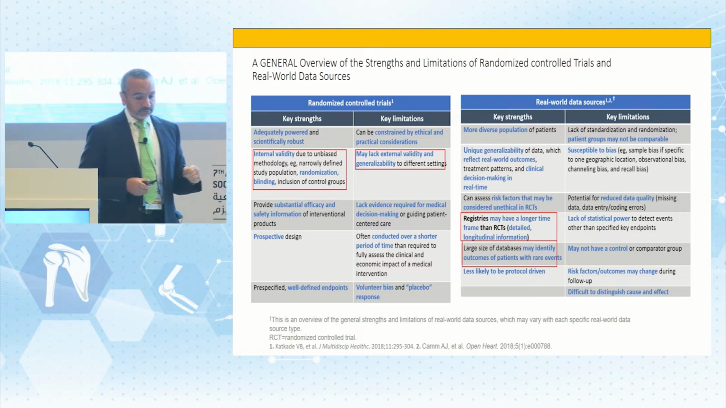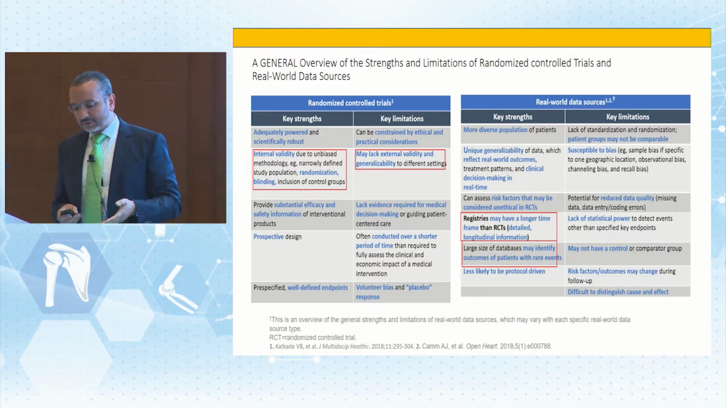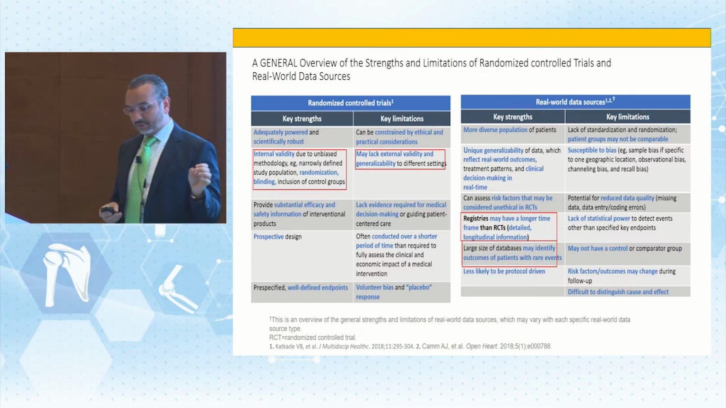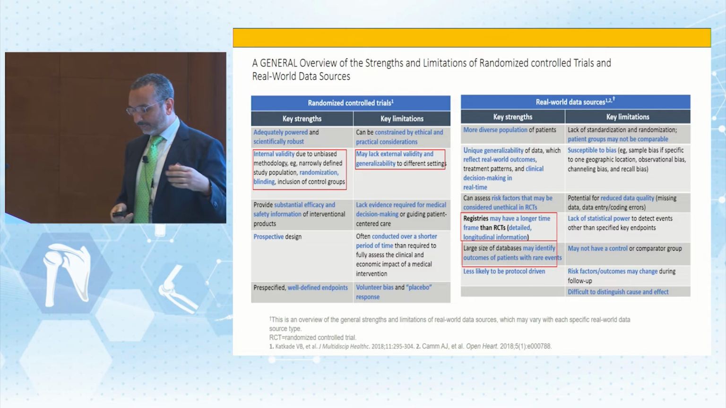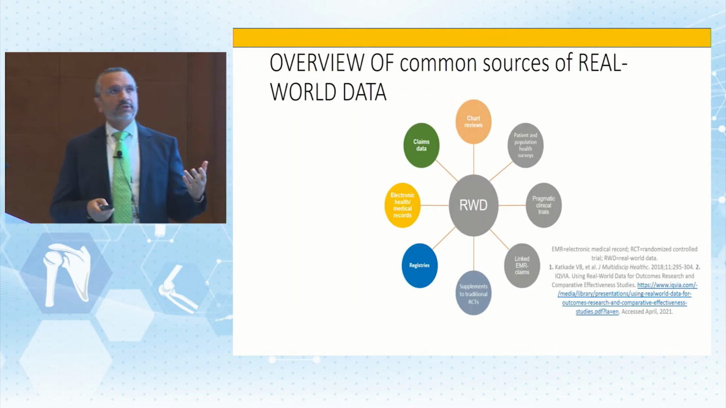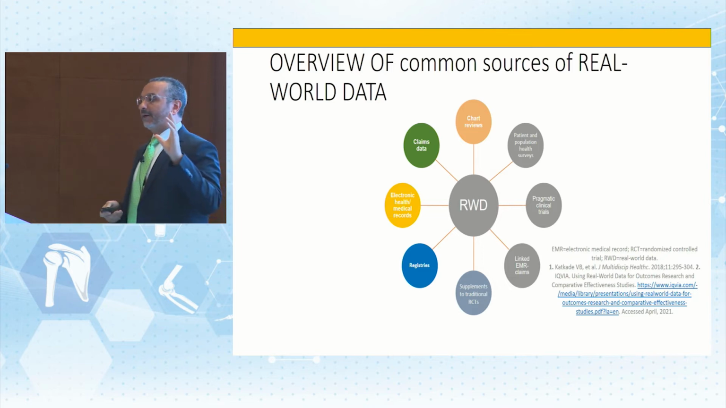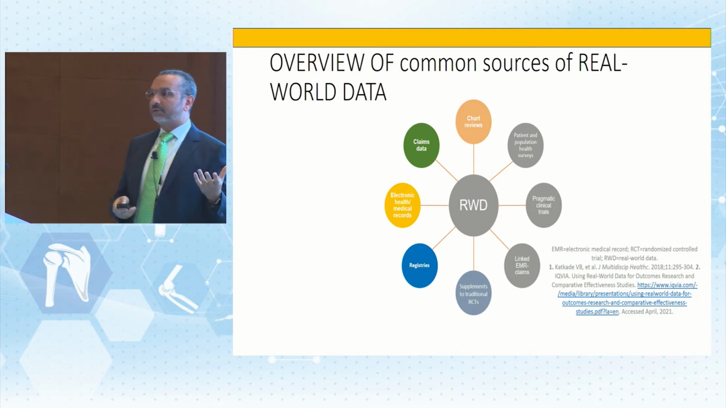In real-world data, there is a large sample size and large databases. In comparison, we have a very restricted population in randomized control trials. But again, you may not have a control group in real-world data. This diagram represents an example of the real-world data that you can obtain.